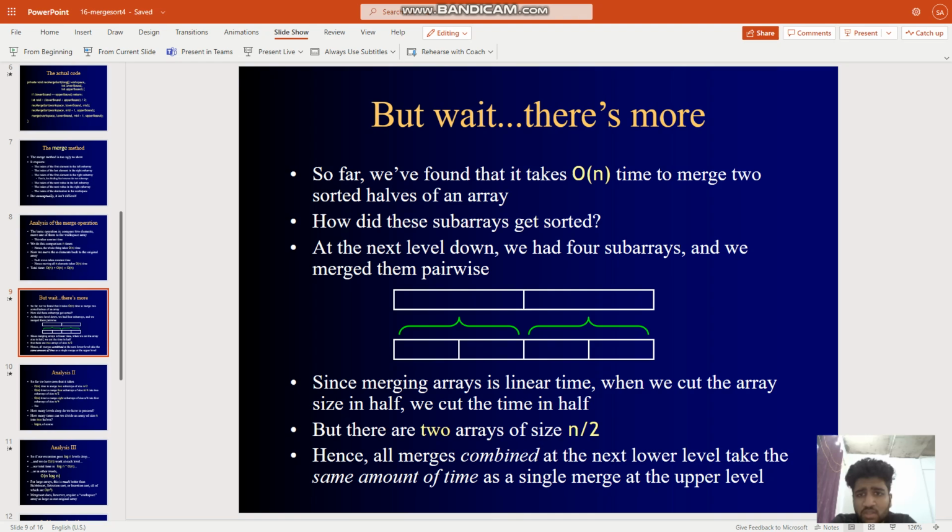So far we found that it takes order of n time to merge two sorted halves of an array. The question arises: how did these arrays get sorted? At the next level down, we had four subarrays and we merged them pairwise. On the basis of the example, since merging arrays is linear time, when we cut the array size in half, we cut the time in half. But there are two arrays of size n by 2 in the above example. Hence, all merges combined at the next lower level take the same amount of time as a single merge at the upper level.